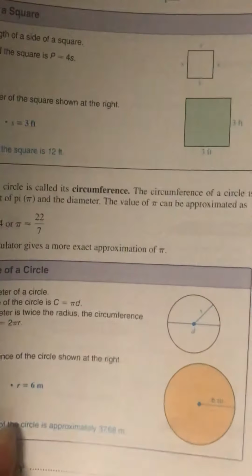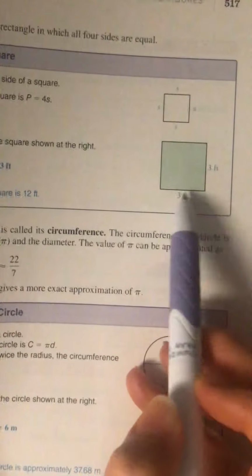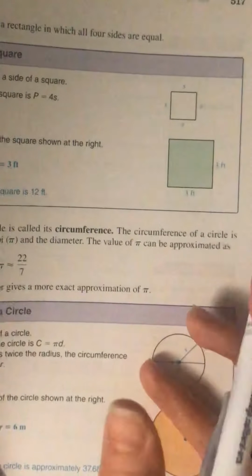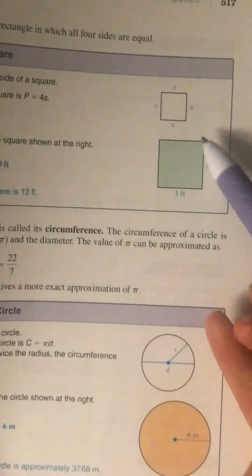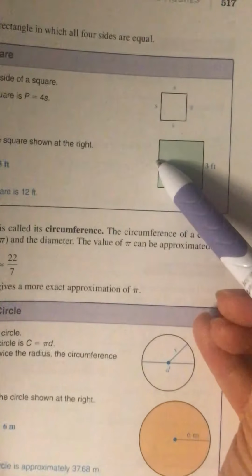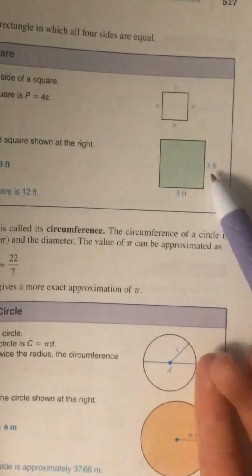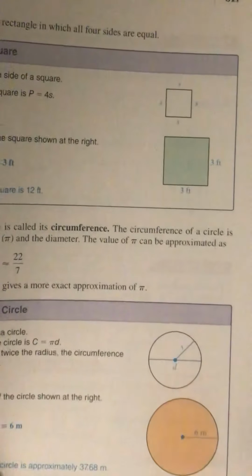How about a square? What if we have a square? What is a square? A square is a rectangle where all 4 sides are equal. So in a square, if this side is 3 centimeters, this one's 3, that one's 3, and that one's also 3. So how do we find the perimeter for this? 3 plus 3 plus 3 plus 3. It's going to be 4 3s, or 4 times 3, which is 12 feet. In this case, that's foot, so we're going to have feet.